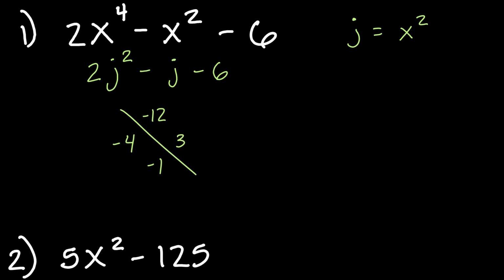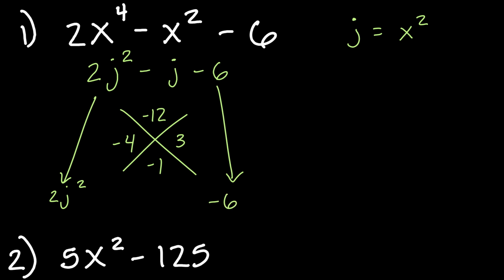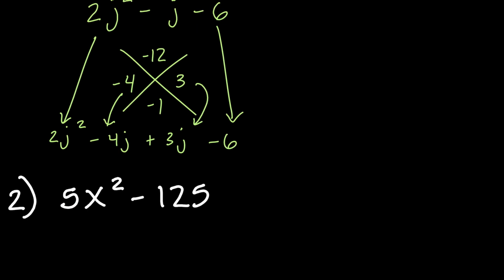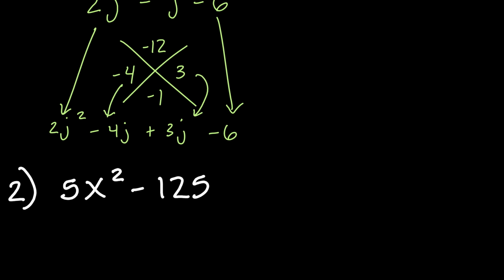And then what do I do? Good. Bring down the outer 2 values. So these are going to be way too far apart. Minus 4j plus 3j. Now what? How do you factor this? You now have 4 terms. What do you do?